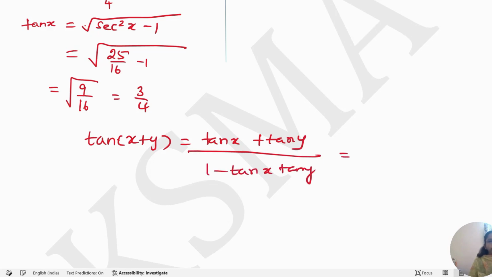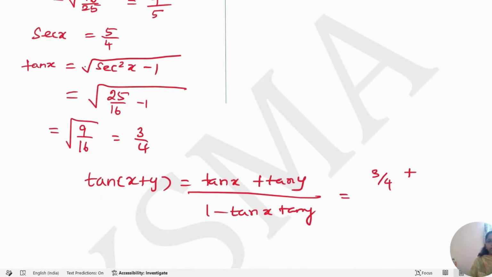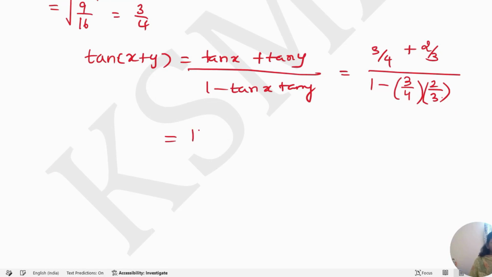So now substitute your values. Tan x value is 3 by 4 and tan y value we got as 2 by 3. Substitute those values in 1 minus 3 by 4 times 2 by 3. If you simplify this, you will get your answer as 17 divided by 6. So this is our final answer for this problem.